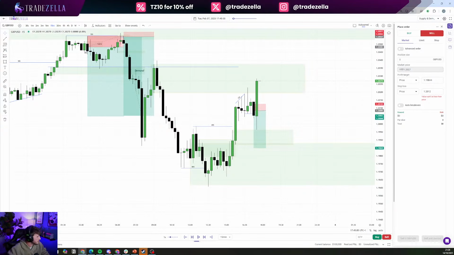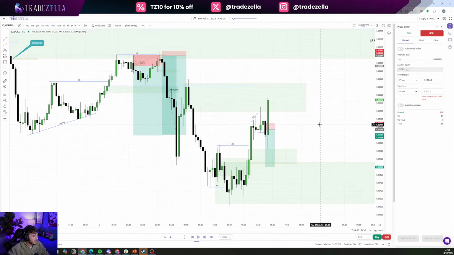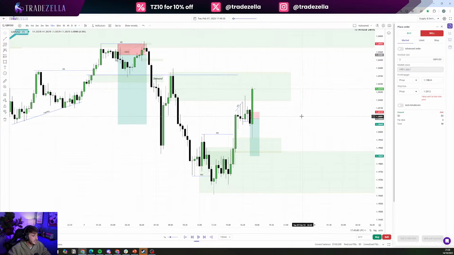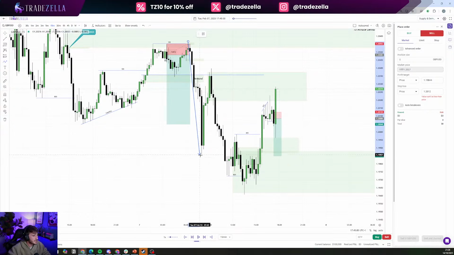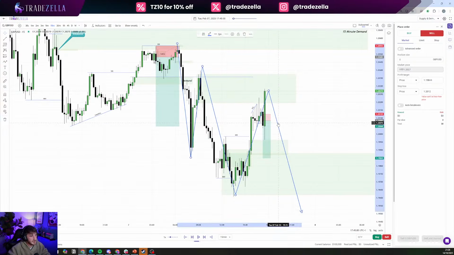Now the buyers are in control of this market, and instead of us being bearish, we're now bullish on the 15-minute time frame. However, I'm still looking at this as possibly some inducement here. So this area of supply is where I'm looking to sell from and possibly continue the overall higher time frame market structure. So lower low, lower high, lower low, lower high, lower low, right? That's my plan that I'm looking at.